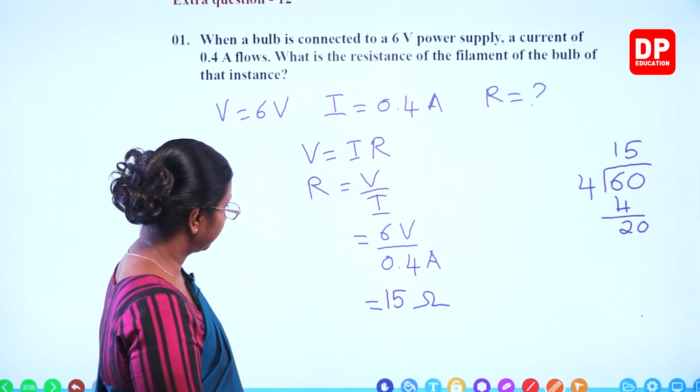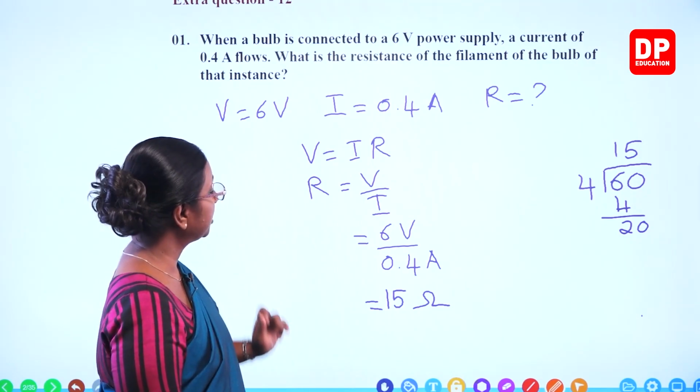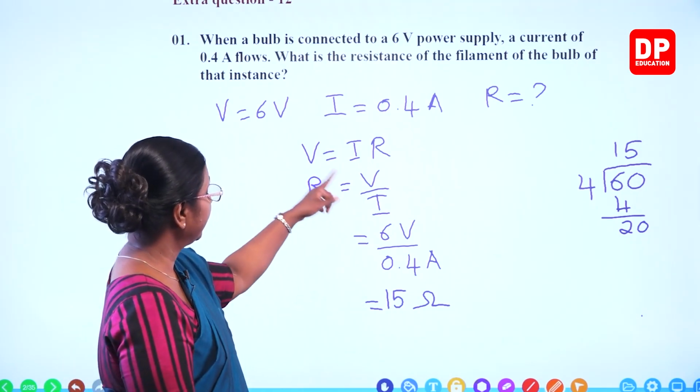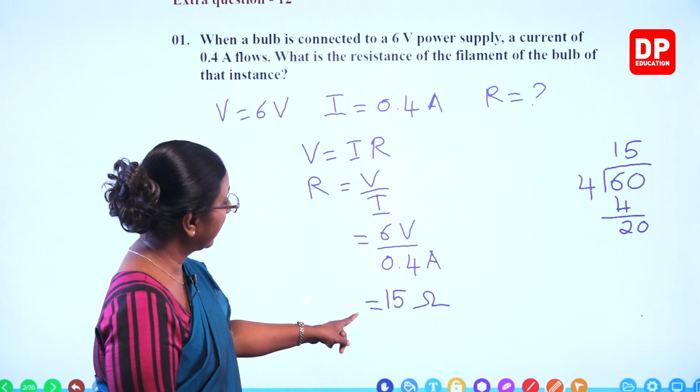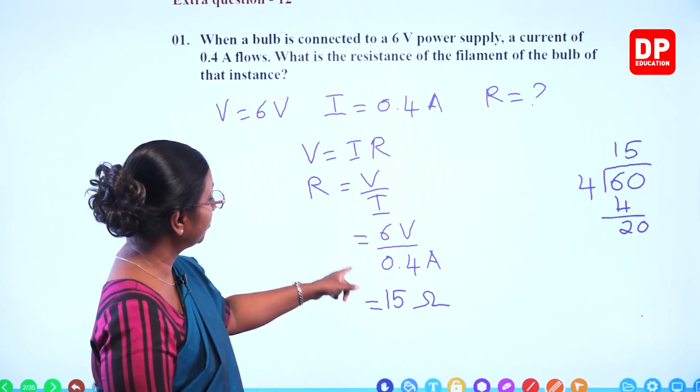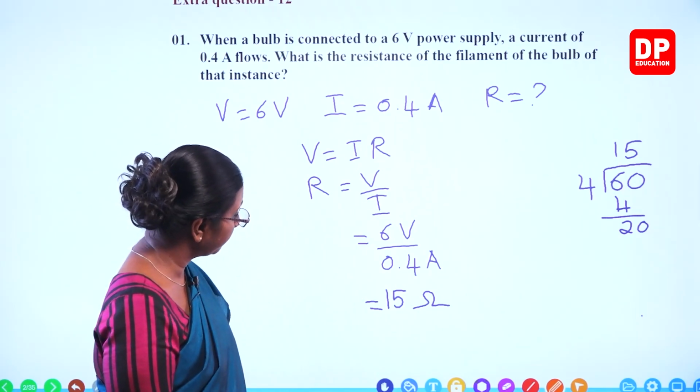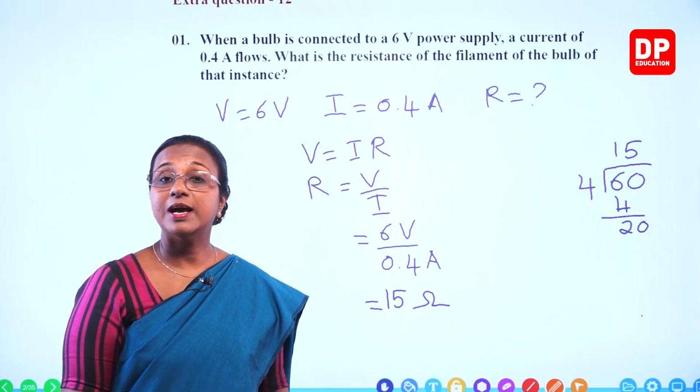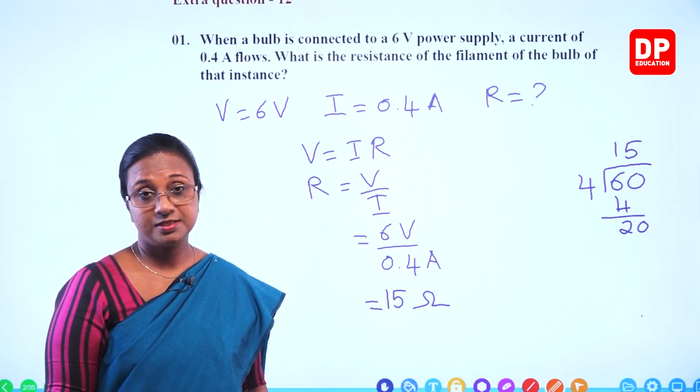Is that clear to you all, students? So here we need to find the resistance. So we rearrange the equation and we get the answer. 6 volts divided by 0.4. So you will get the value as 15 ohms.